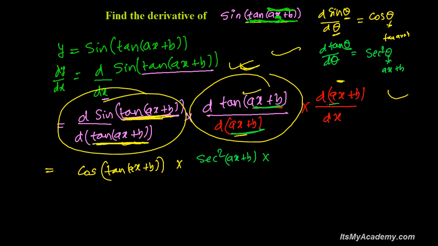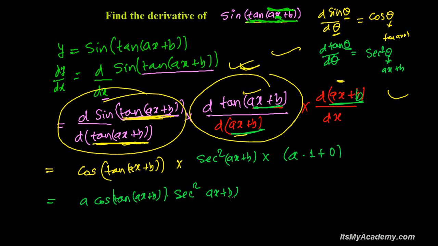And now the last one, derivative of ax plus b. A is a constant coefficient, so I'll write it first, and then derivative of x will be 1, and derivative of the constant b will be 0. That's it. So now let me rearrange it properly. So this is a, alright, so a cos tan ax plus b, and then times sec square ax plus b, and this is what our question is asking us to find, and that's it.